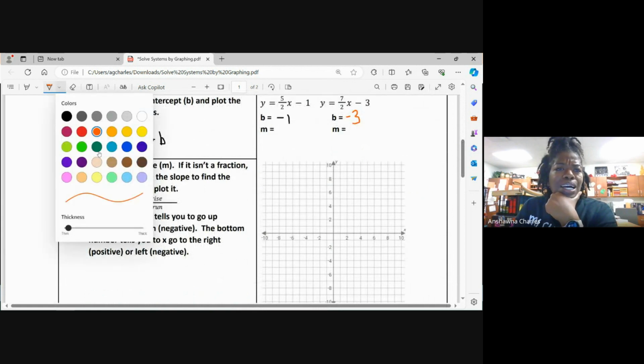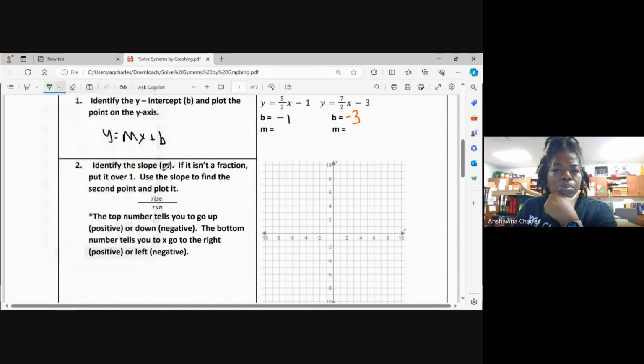The second step is you need to identify your m. Remember, your m is the number that's connected to the x, okay? And it's your slope. If it isn't a fraction, then you need to put that m over 1. If it is a fraction, then leave it alone. Remember, the top tells you if you're going to go up. If the number is positive, you're going to go up. If the number is negative, that means you're going to go down. The denominator, the bottom number, tells you if you're going to go to the right if it's positive, and to the left if it's negative, okay?